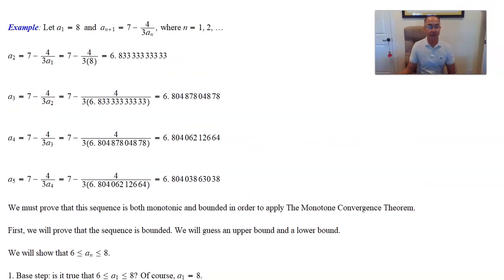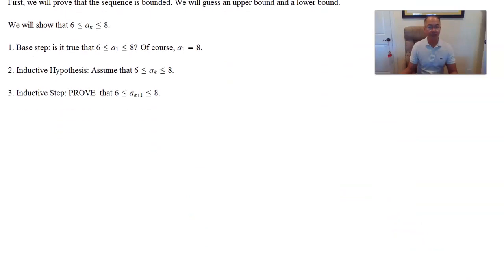Let's scoot up and ask, what was our formula again? Here we go. This is our formula for a sub n plus 1. We want to show that a sub k plus 1 is between 6 and 8, so let's modify this formula and change the letter n to the letter k. To do this, we're going to work with inequalities, because that's a compound inequality. We need to remember the properties of inequalities. Whenever you multiply by a positive number, you keep the sense of the inequality, and when you multiply by a negative number, you reverse the sense of the inequality. We're going to start with the inequality for a sub k, which we assumed is true.